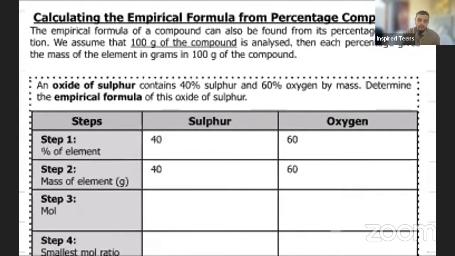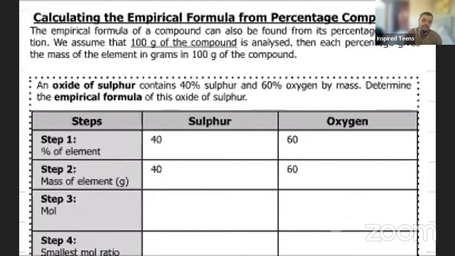Now, this is the more common example, right? The empirical formula of a compound can also be found from its percentage composition. We assume that 100 grams of the compound is analyzed, then each percentage gives the mass of the element in grams in 100 grams of the compound. So that's the concept behind it, right? We'll come back to that after we do the question. Maybe that will make more sense.